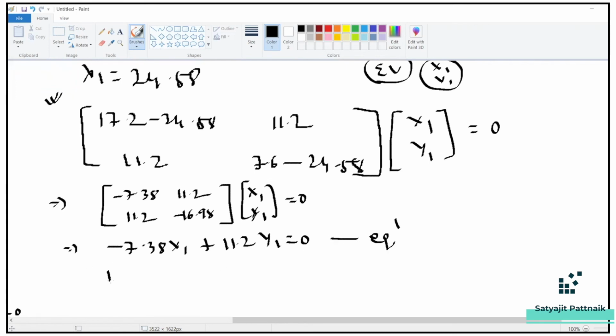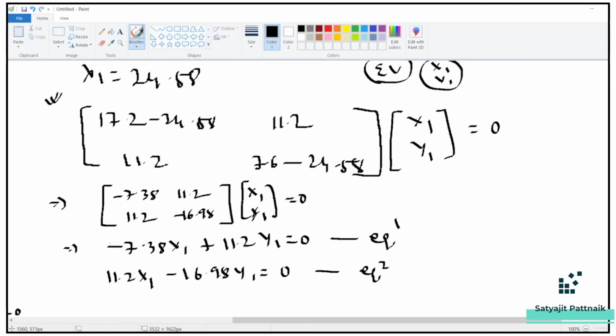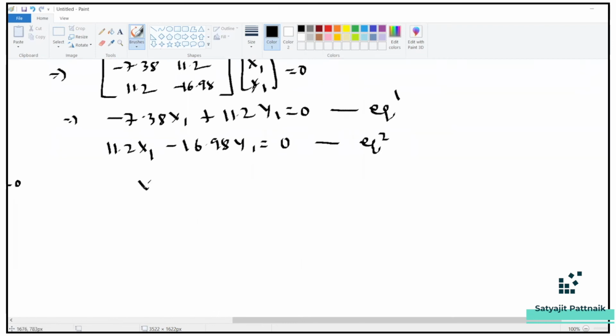The second equation will be 11.2 x1 minus 16.98 y1 equals 0. This is equation 2. Now, there is one more equation, which is nothing but the sum of squares of the eigenvector components. So here I have defined my eigenvector, X1 and Y1. You just have to memorize this also. The sum of the squares of the eigenvector components is 1. You can consider this as equation 3. Now we have 3 equations.